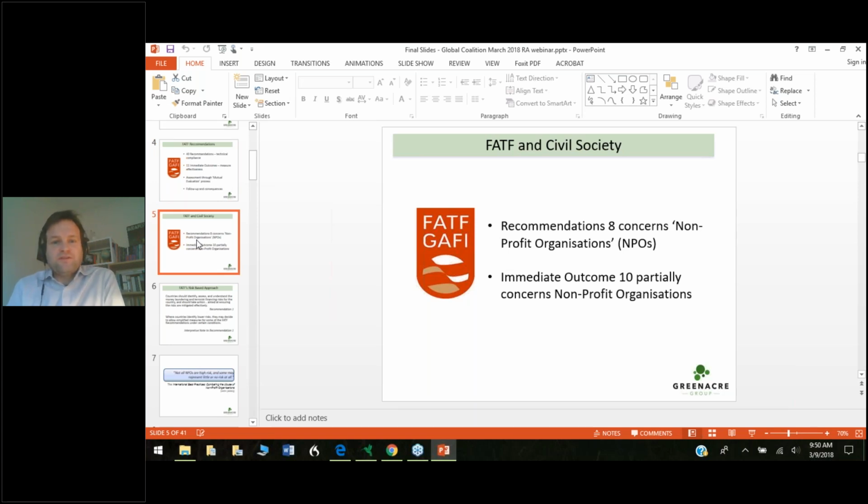Now, how does that affect civil society? Well, there are 51 rules, as I've said, and one of the recommendations, recommendation 8, specifically deals with non-profit organizations, or NPOs, which is the terminology FATF uses for the civil society sector. And also immediate outcome 10, which looks at effectiveness, partially concerns non-profit organizations. Can we have the next slide?